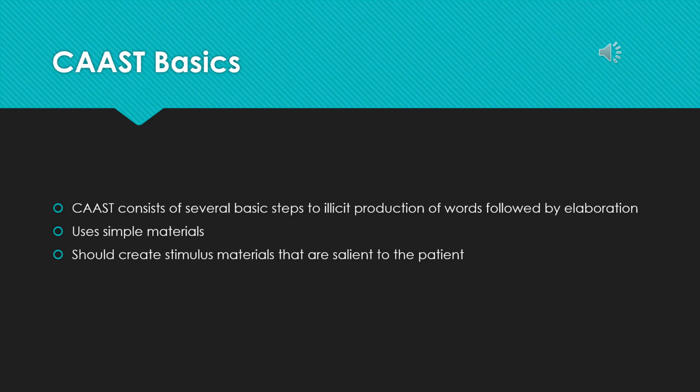CAAST uses several basic steps and simple materials. Pictures are used to elicit production of words. Then the clinician prompts the patient to elaborate on the word. Another great thing about this approach is that you can find out what is important to the patient to be able to communicate and then use pictures that will help them learn to say what they want to be able to say. If family names are important, it would be a good idea to ask the patient to bring you family photos.